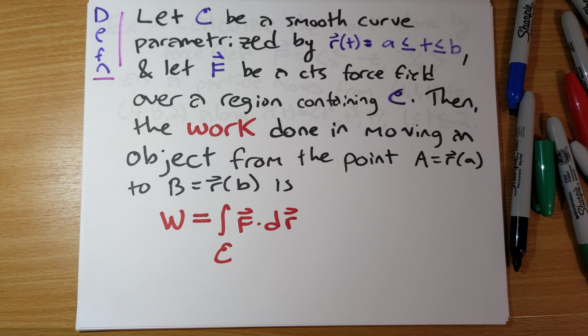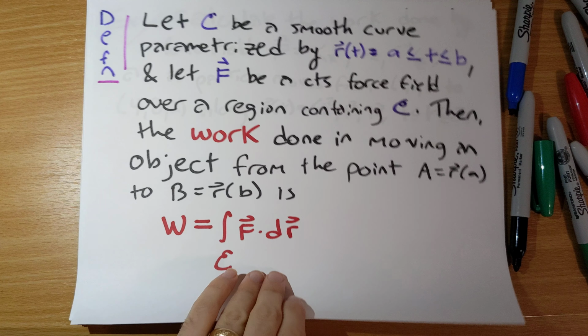And so here's our definition. Let C be a smooth curve parametrized by r(t). It runs between A and B. Let F be a continuous force field over a region containing C. Then the work done in moving an object from the point A to the point B is, guess what? It's just our vector line integral, F dot dr. And so if you're looking for work done by a force field on an object that's moving along a curve, it's just a vector line integral.